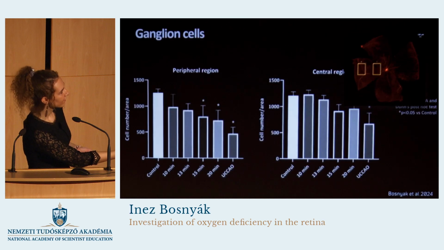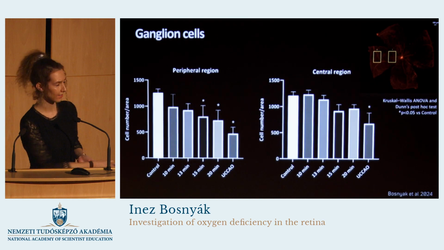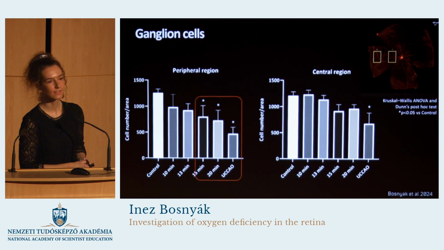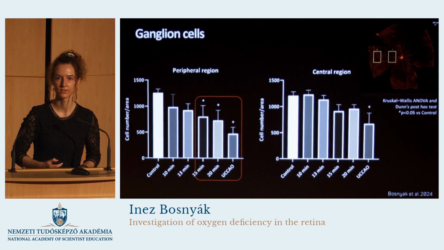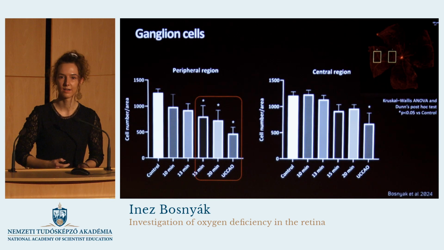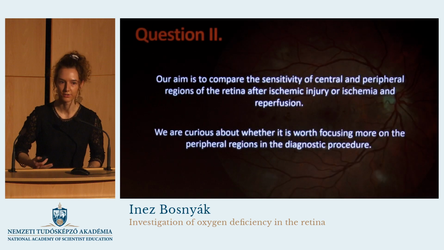And after quantification, we observed a significant decrease in the ganglion cell number after 15 and 20 minutes BCCO and in the UCCAO group in the peripheral regions of the retina. The tendency was similar in the central region, but the damage was much milder. So these results led us to our second question.